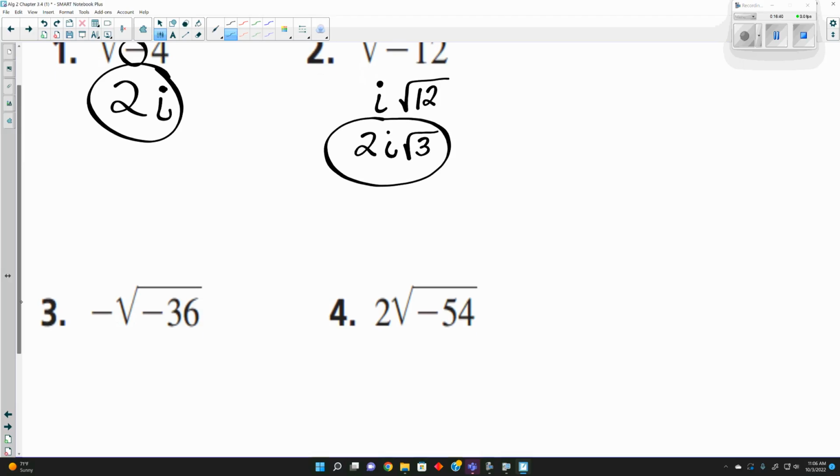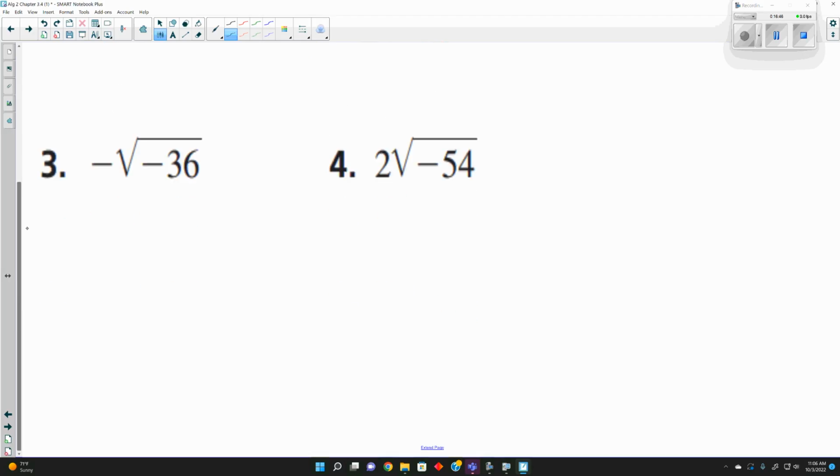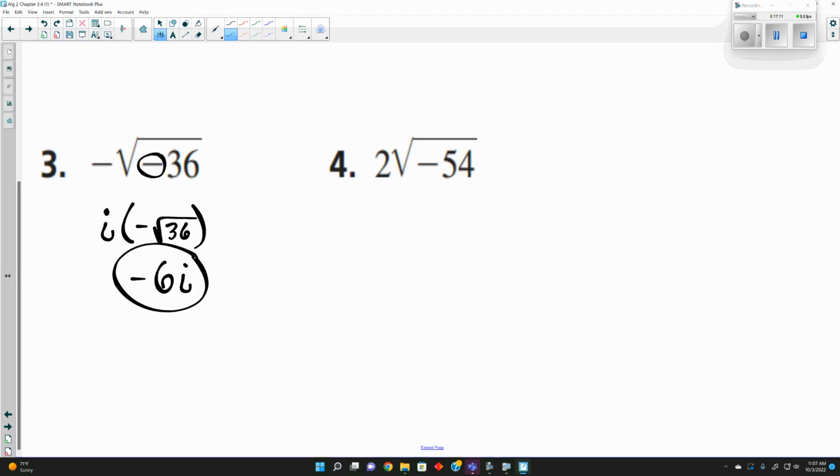Any questions on 1 or 2? Let's look at number 3, negative square root of negative 36. Well, we know the negative inside is going to be i, which leaves us with negative square root of 36. Well, square root of 36 is 6, so we would have negative 6i, because we pull the negative out as i, simplify what we have left, plug i back in. Questions on this here?